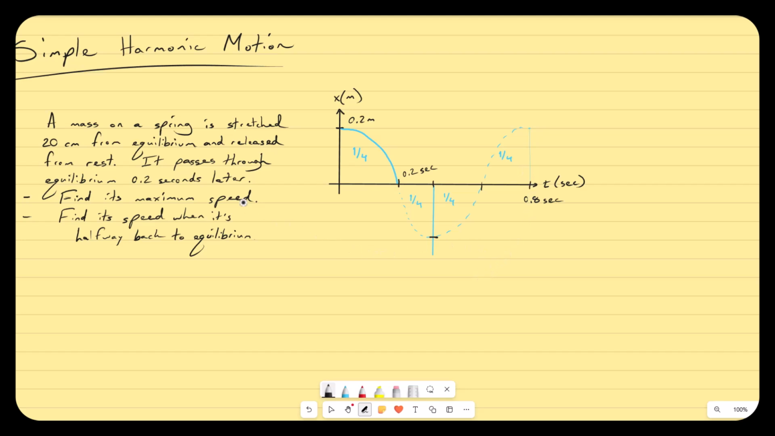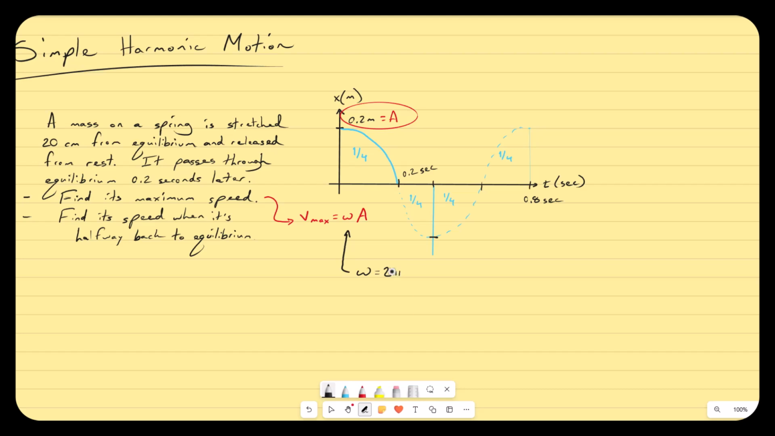I want to find the maximum speed, and I remember that my maximum speed was equal to omega times my amplitude. I've got my amplitude right here. That's convenient, so I just need that omega. I also remember omega is equal to the square root of k over m, but that's not helpful to me. So maybe I go a different route.